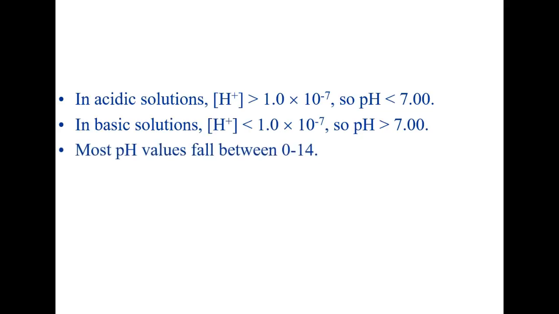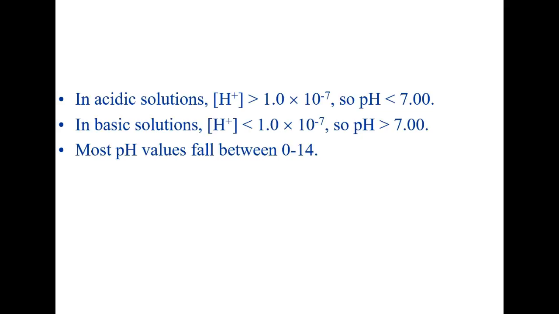The majority of pH values will fall somewhere between 0 and 14. On occasion, we will have a strong acid at a high concentration where the pH can actually be negative, but typically they will fall somewhere in that 0 to 14 range.